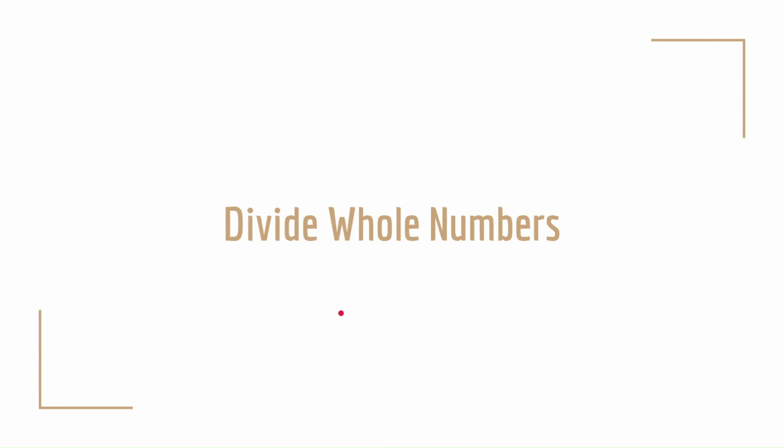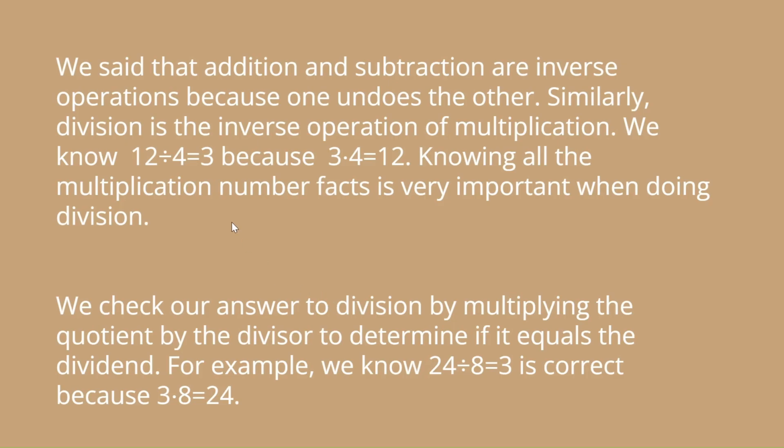Next, divide whole numbers. We said that addition and subtraction are inverse operations because one undoes the other. Similarly, division is the inverse operation of multiplication. We know 12 divided by 4 equals 3 because 3 times 4 equals 12. Knowing all the multiplication number facts is very important when doing division.